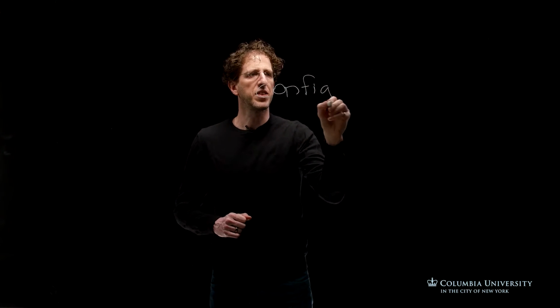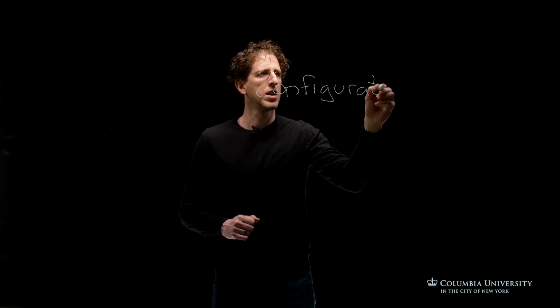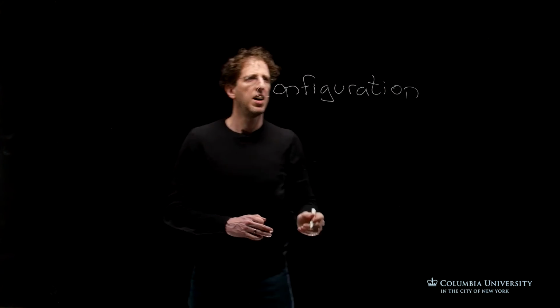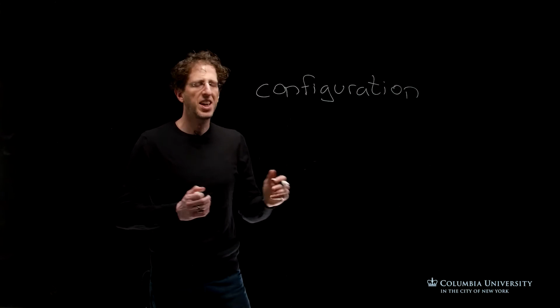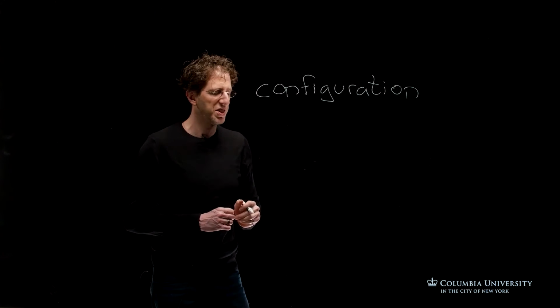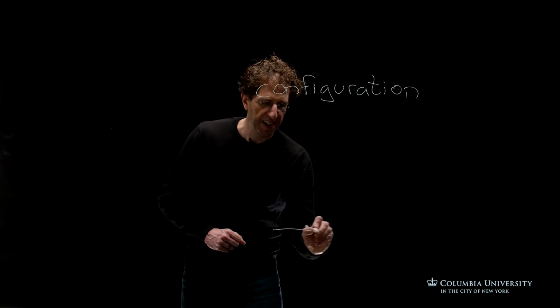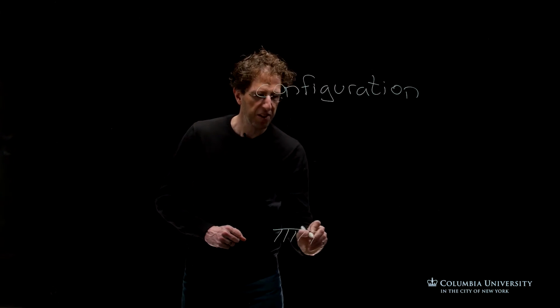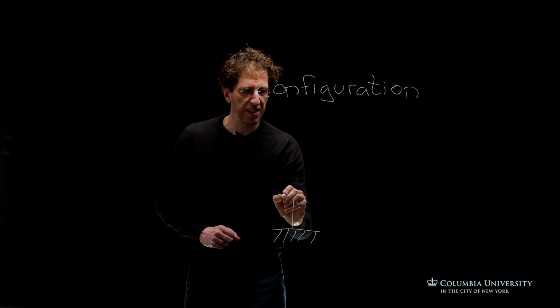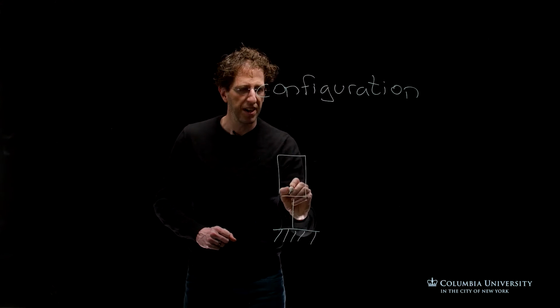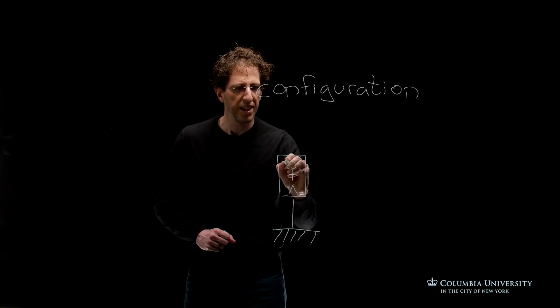So this idea of talking about the position of a physical system at some instant is known as discussing the configuration of the physical system. So let's give you some examples of configurations of physical systems. Maybe my favorite example is that of an elevator. So here's the ground, and the elevator is some way up, and here I am in the elevator.